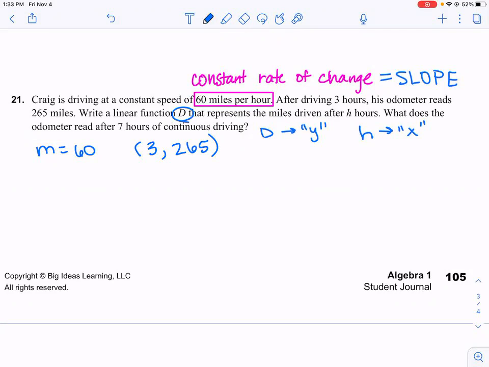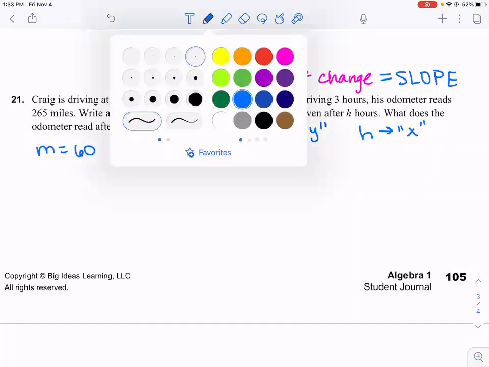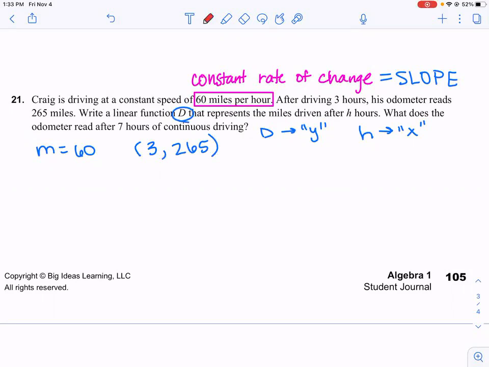Okay. I don't see a 5 anywhere. Because it says 65 miles. You don't have to drive exactly an hour. You could drive part of an hour. Right? So instead of y minus y1, I'm going to write d minus d1 equals slope. Instead of x minus x1, I'm going to write h minus h1. It's the same thing. I'm just using d's and h's. Are you okay with that? Is that going to freak you out?